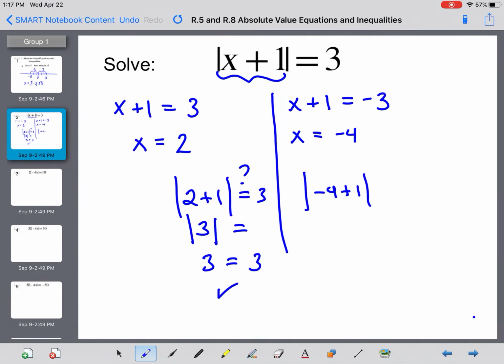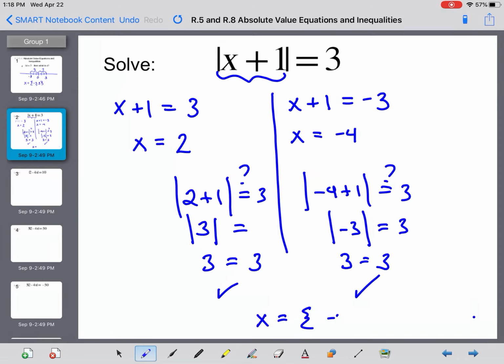And then likewise on the other side, is the absolute value of negative 4 plus 1 equal to 3? Well, that yields the absolute value of negative 3, and that certainly is equal to 3. So both of those solutions would check out. So I'm just going to write them in order from smallest to largest.